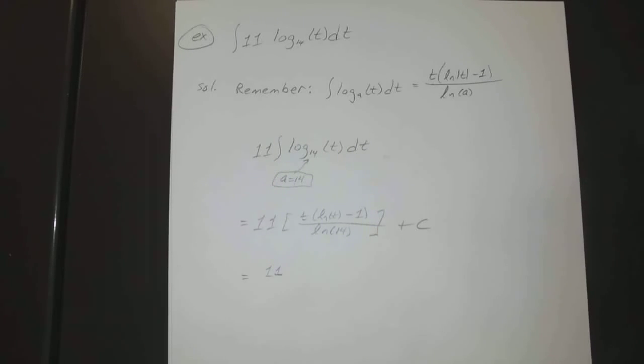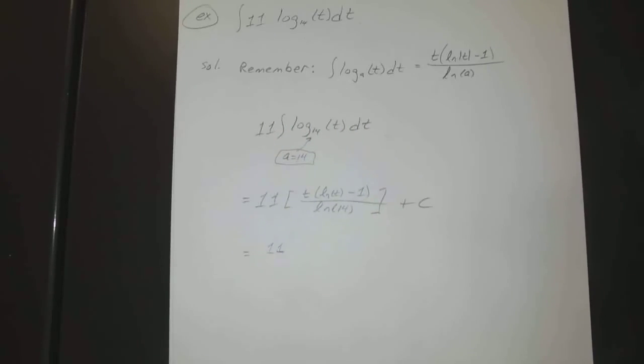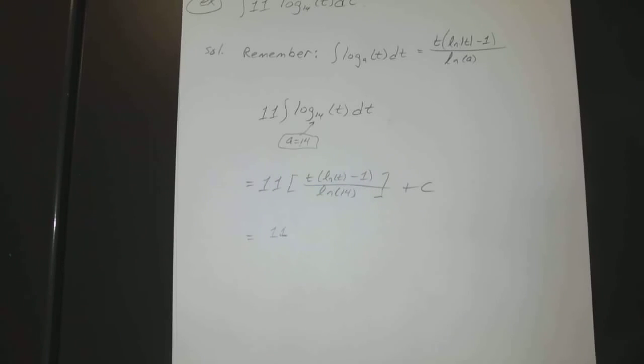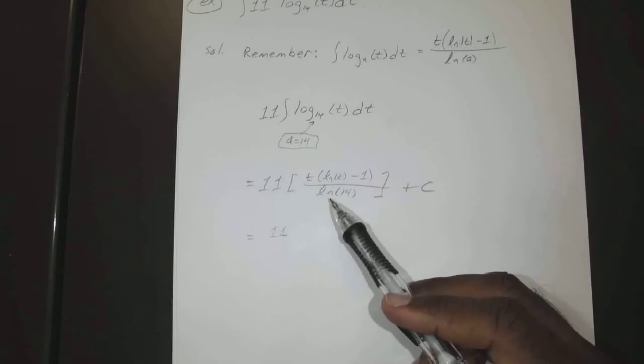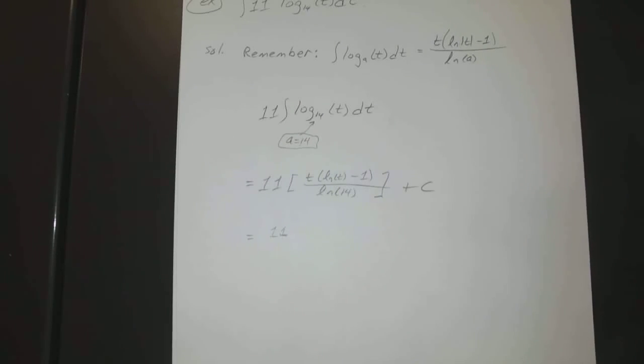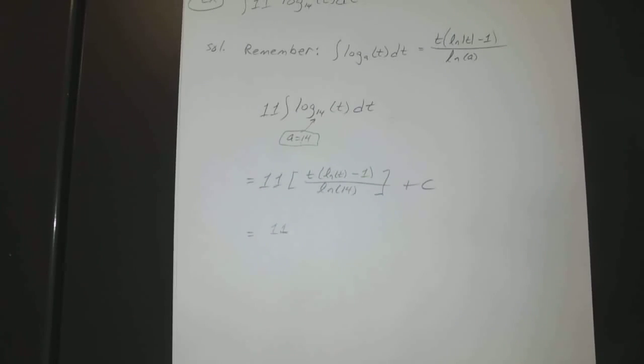So is anything there technically a constant? It could be 11t divided by natural log of 14. And really the only constants are the 11 and the natural log of 14. The t isn't? Yep, the t's are actual variables.